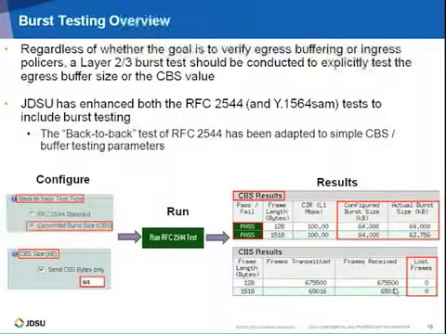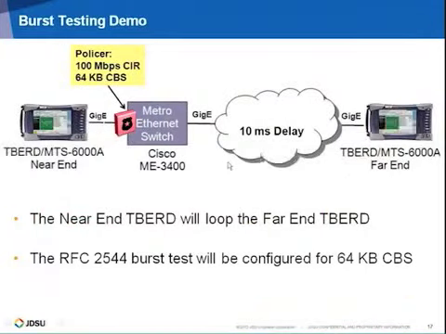Okay, so now we're going to go into the demo of this exact same scenario. Now your WebEx is going to flip around just a little bit because I want to show you the demo configuration first. Sorry about that. So in the demo, there are 2 JDSU T-Bird 6000s you see in the diagram, and they're communicating through a Cisco MEF standard switch. The Cisco Policer is configured for 100 megabits per second and a CBS of 64 kbytes.